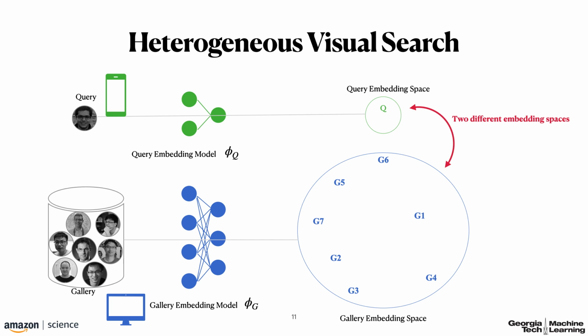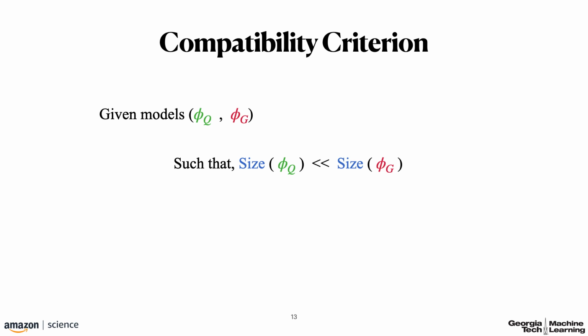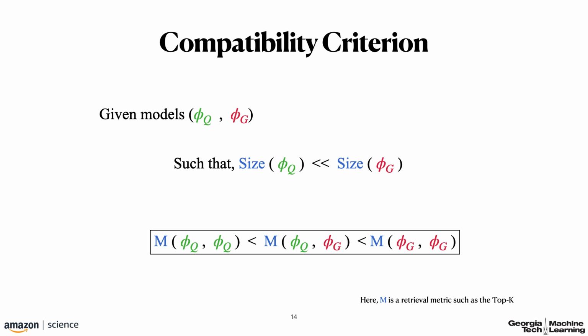But as you may have noted, the two models project the query and gallery images to two different embedding spaces. The key to building a successful heterogeneous visual search system lies in ensuring that the two embedding spaces are compatible. We formalize this notion of compatibility through the compatibility criterion. Given two models phi-q and phi-g such that phi-q is smaller than phi-g, we require the following inequality to hold. Here M is a retrieval metric such as the top k.